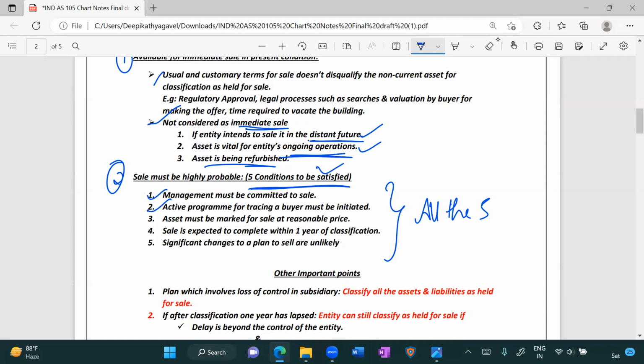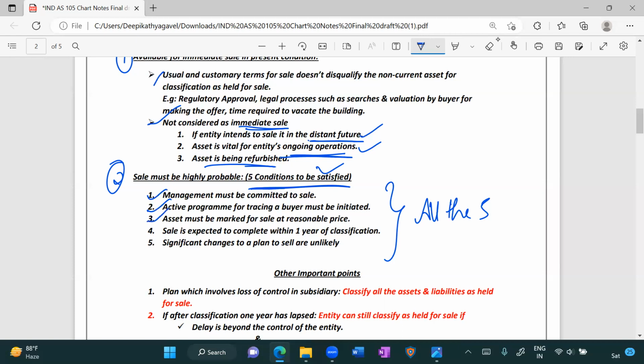The second says that an active program for tracing a buyer must be initiated. Obviously, if you want to sell an asset, you need to find a suitable buyer, right? Now, you have decided that you want to sell this particular non-current asset. How will the other parties come to know? You have to advertise, you have to inform people, you have to market it. So such initiatives should have been taken by the organization, and the management should have an active program for tracing a buyer for this non-current asset that you are planning to sell.